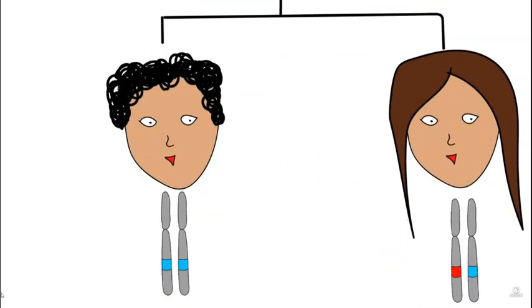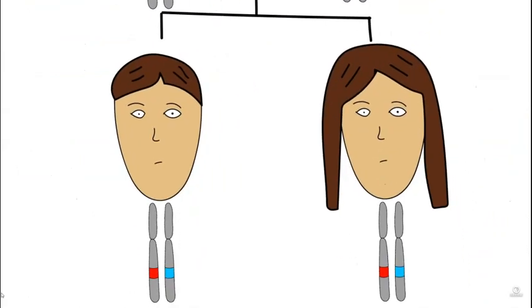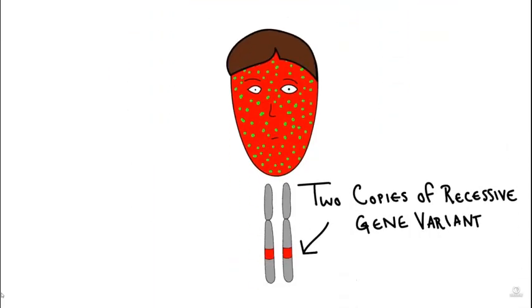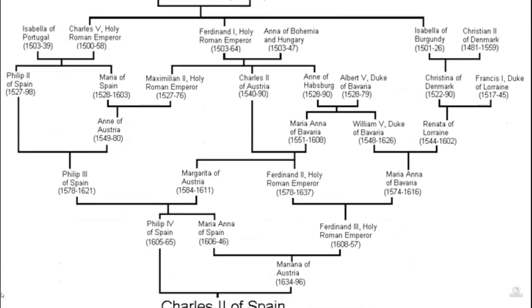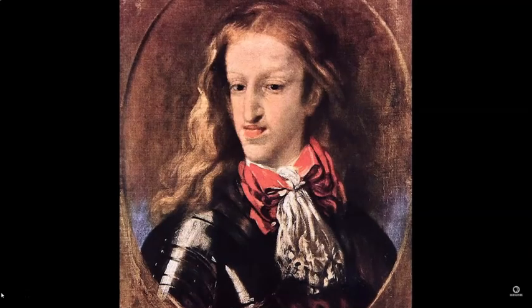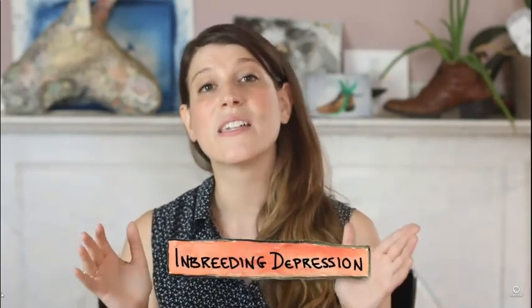Consequently, these genes can hide for generations, secretly being passed down but never expressed. But if your parents are closely related, the chances that they both carry the harmful version of the gene are way higher. And that's how you end up with people like the famously inbred Charles II of Spain, who was allegedly sickly, infertile, and had a tongue so big that he drooled and could barely speak. If inbreeding lowers the fitness of a population, scientists say the population is experiencing inbreeding depression.